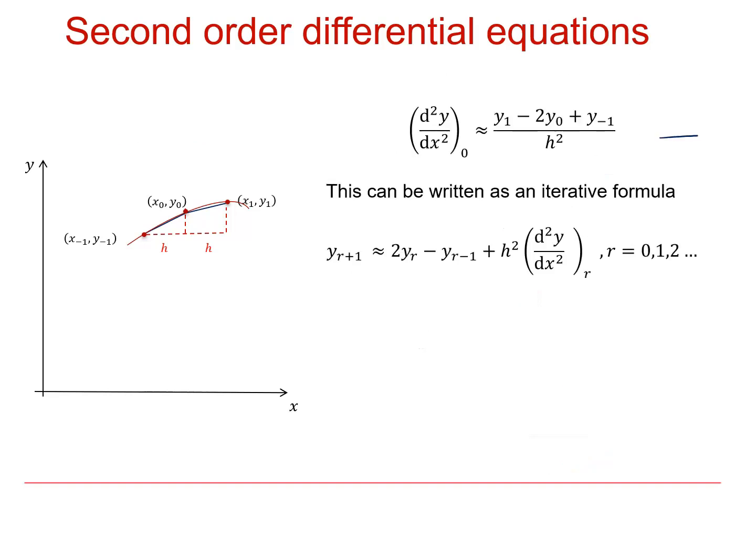We can rearrange this formula to make the estimate for the next point the subject of the formula. So if we multiply it up by h squared and take our two y naughts over and y minus 1 over and put it in a more generic form such that y1 becomes yr plus 1 and our y naught is 2yr, and we've got the previous point there as well, and then we can do that iteratively by increasing r each time.